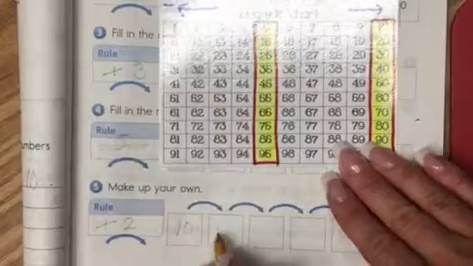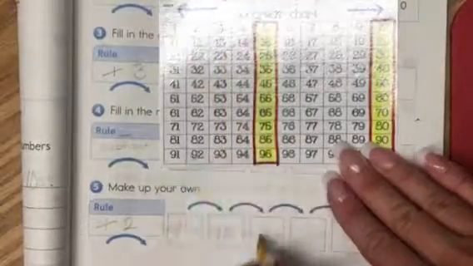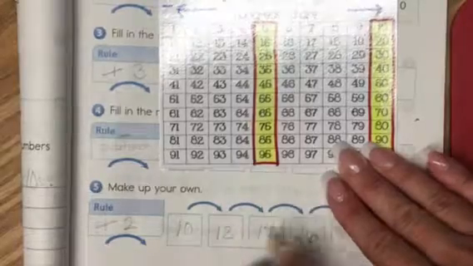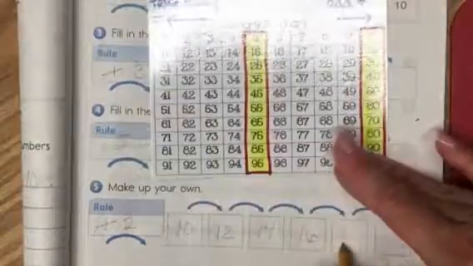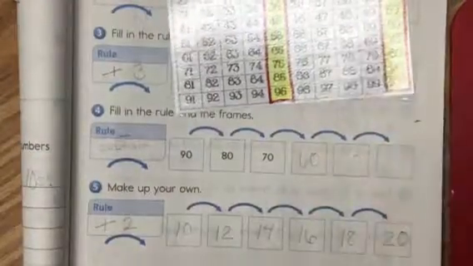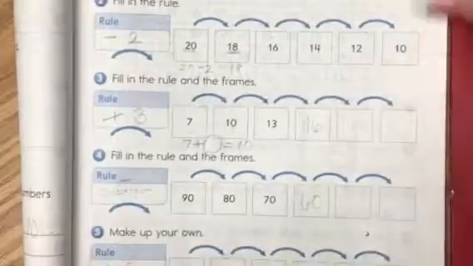I'm going to add 2. And I'm going to start at 10. 10, and then 1, 2 is 12. 1, 2 is 14. 1, 2, 16. 1, 2, 18. 1, 2, 20. Okay, you need to double check your answers. Good luck.